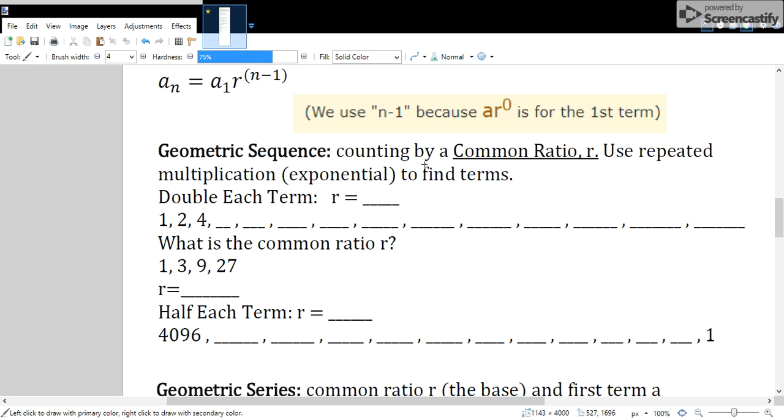Now let's go on to page 24 in our linear functions booklet. If you do not have this number, go ahead and add it at the end of your book. So we have the equation a of n equals a1 times r to the n minus 1 power. We use n minus 1 because a times r to the 0th power is for our first term. So for a geometric sequence, we're counting by a common ratio r. Use repeated multiplication, which is exponents, to find the terms.